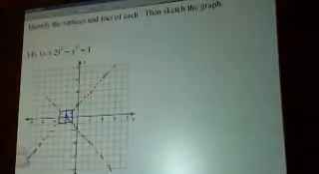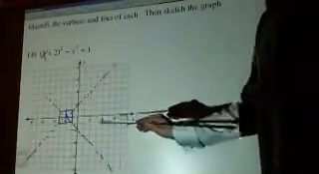Alright, there we go. Dot, dot, dot, dot, dot. So here we go. So is this going left and right or up and down? Since x comes first, that means we're going left and right. So put that point and that point.